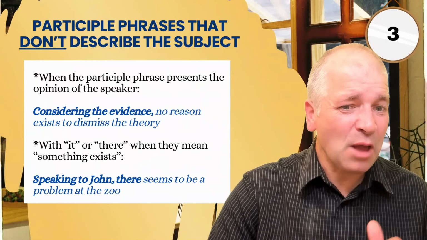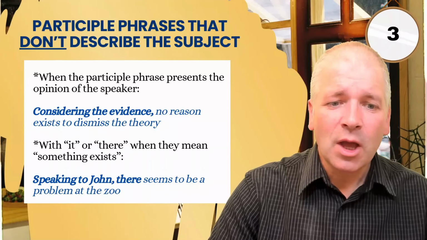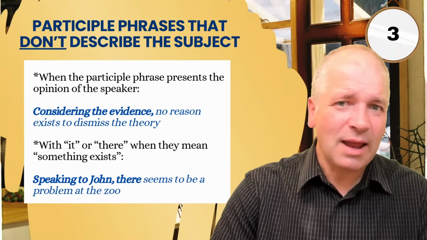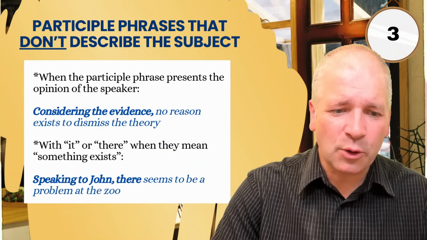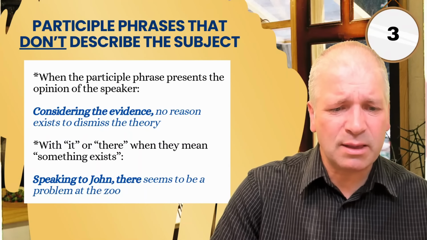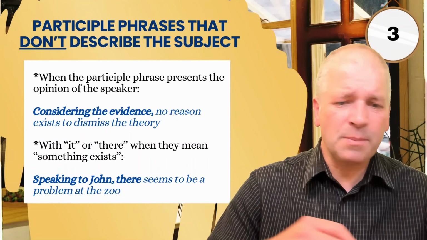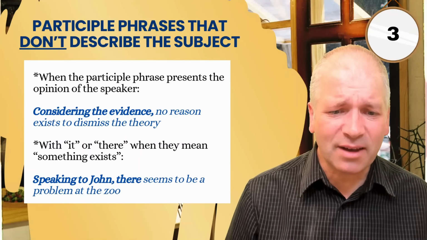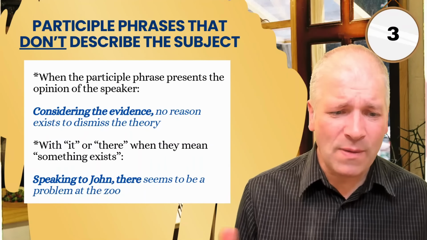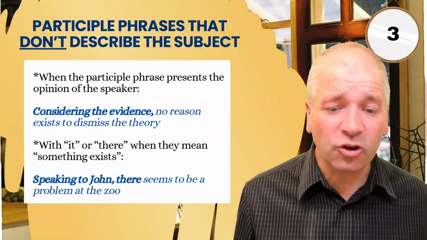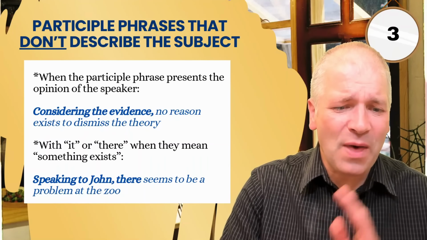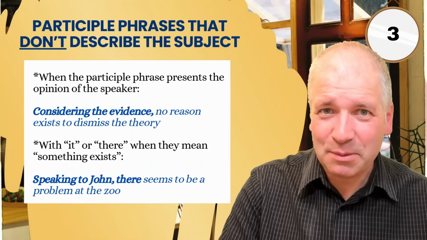But participle phrases don't always describe the subject. When the participle phrase represents the opinion of the speaker, then it doesn't have to describe the subject. So considering, that's the present participle, considering the evidence, no reason exists to dismiss the theory. This is simply the opinion of the speaker, and it does not describe no reason. Also, with it or there when they mean something exists. Speaking to John, there seems to be a problem at the zoo. Speaking to John does not describe there. There simply means something exists.